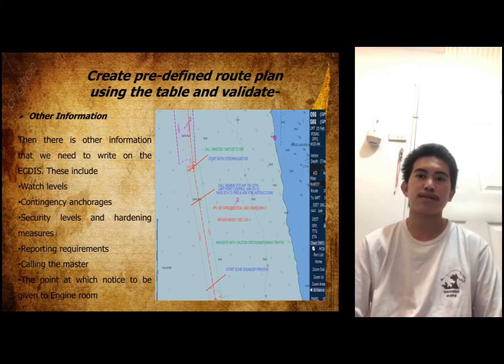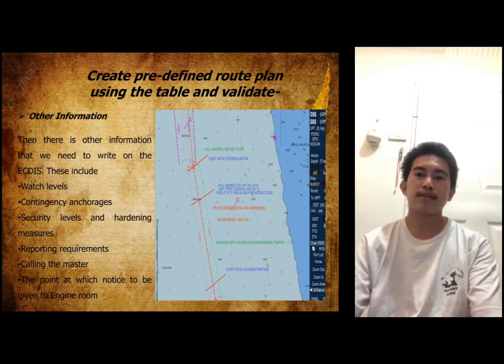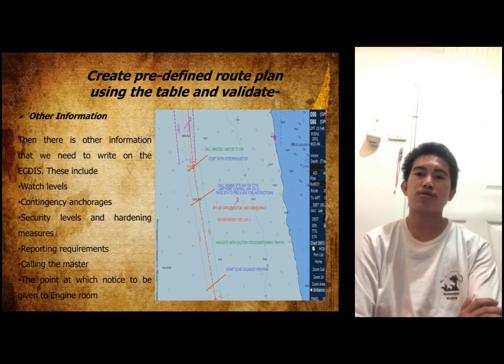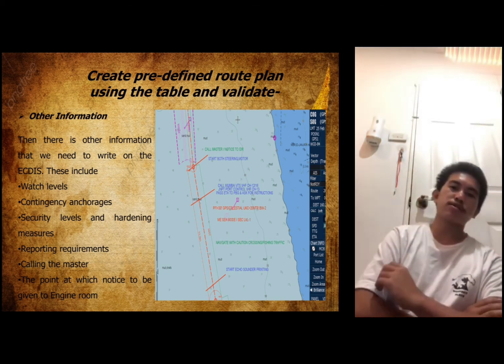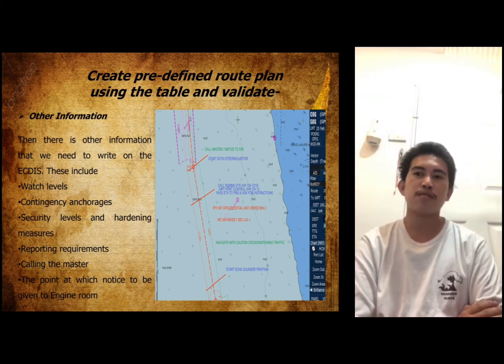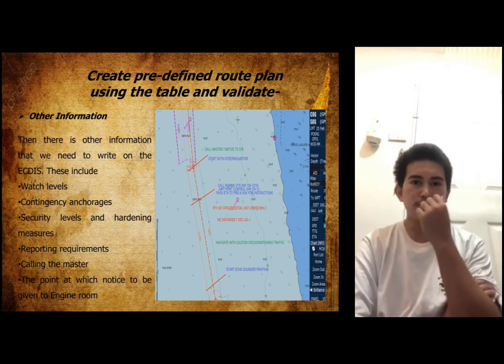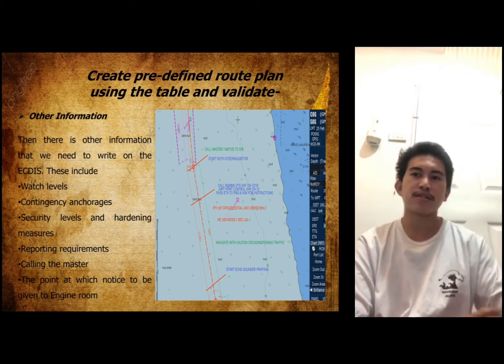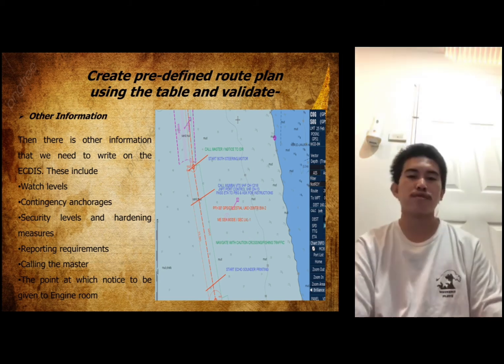So next slide, please. First, we have the watch levels. This requires watchkeeping. And next is the contingency anchorages. Contingency anchorage is a safe anchorage place which is available during the voyage. In other words, a place where the ship can be safely anchored in case of an emergency during the voyage.